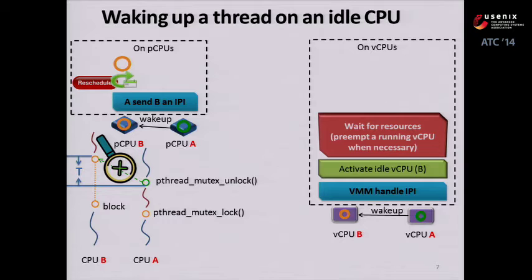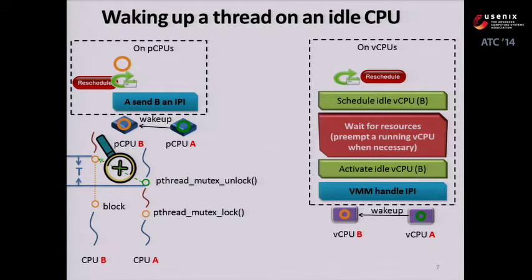To reschedule the idle CPU, we need hardware resources. So here we must wait for hardware resources to become available. If it's necessary, we must also preempt a running virtual CPU to make the resources available. When the resources are available, we reschedule the idle virtual CPU. After that, on the virtual CPU, we reschedule the thread in the guest OS. And now the thread is woken up.